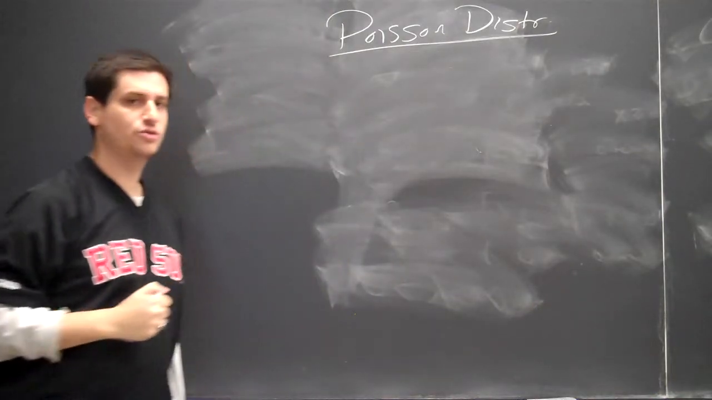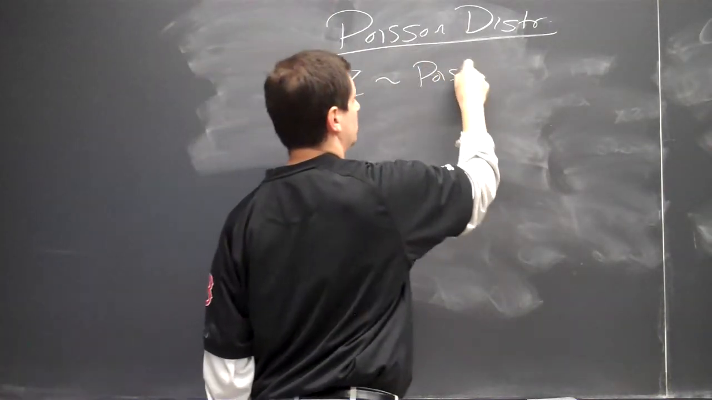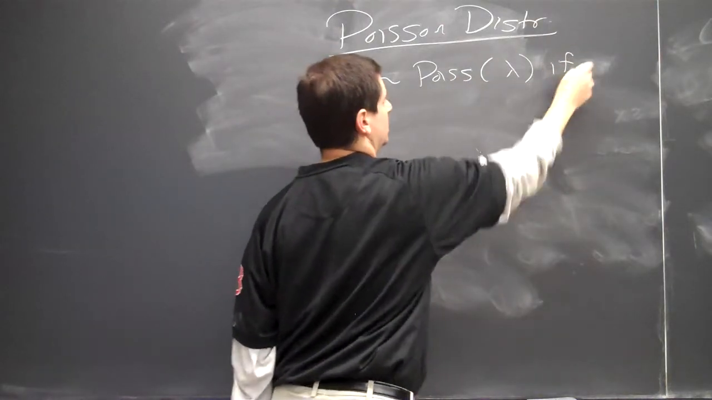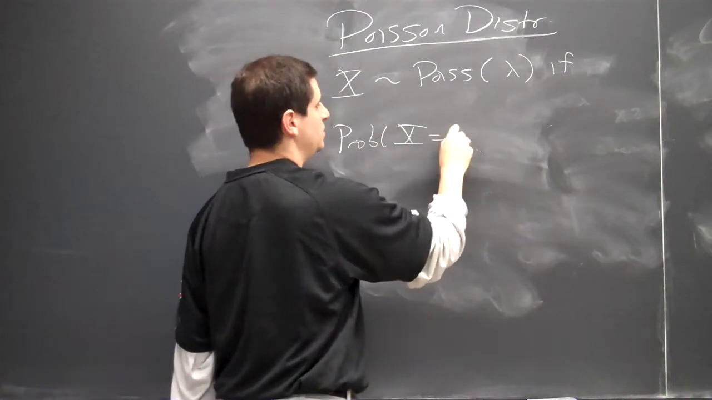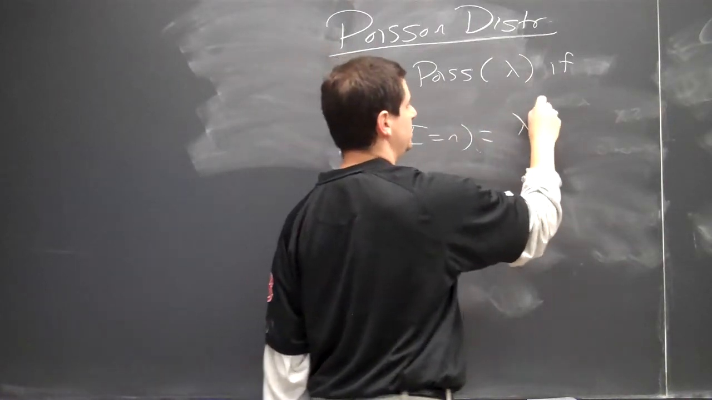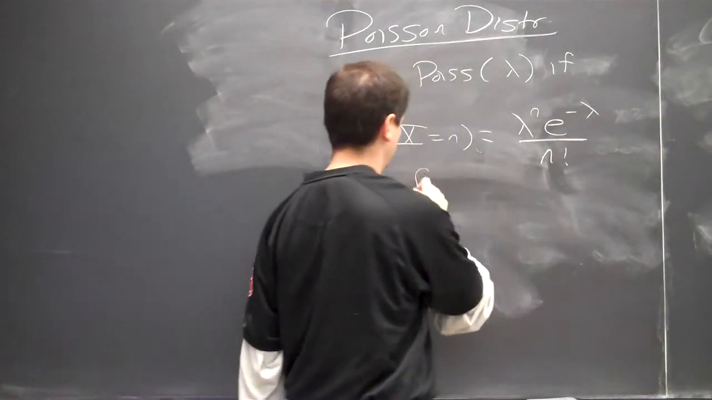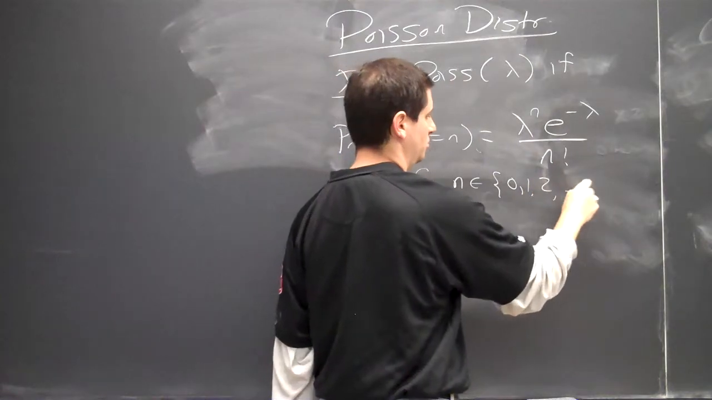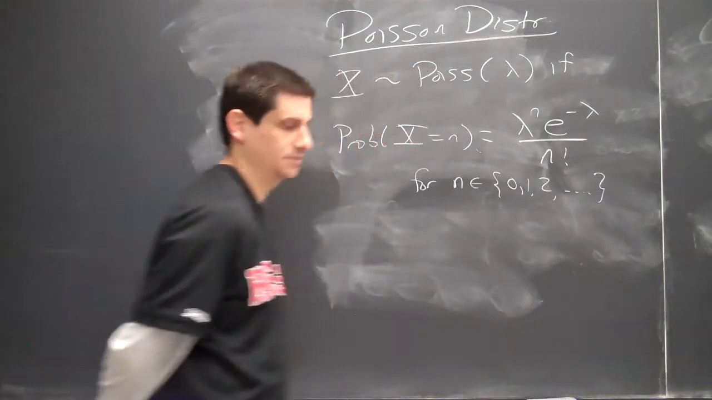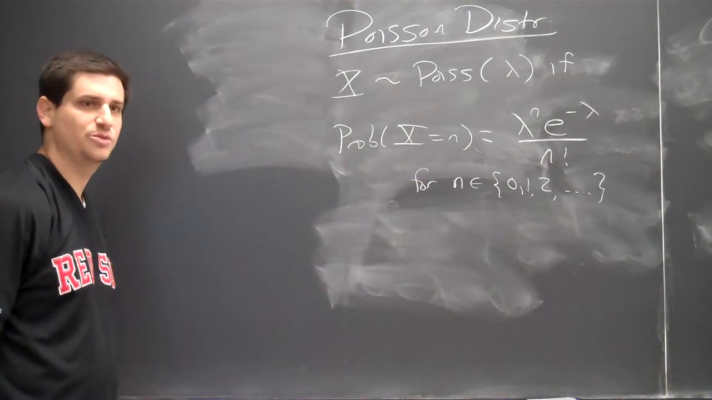So the next is the Poisson. And the Poisson is a discrete distribution. So we say x is Poisson with parameter lambda if the probability that x equals n is lambda to the n e to the minus lambda over n factorial, for n in 0, 1, 2, etc. What's the first question you should be asking?